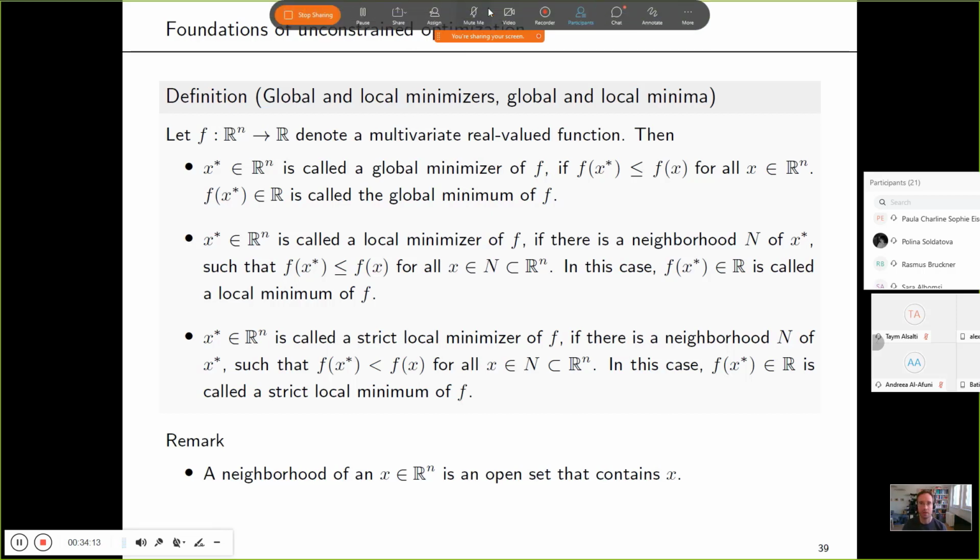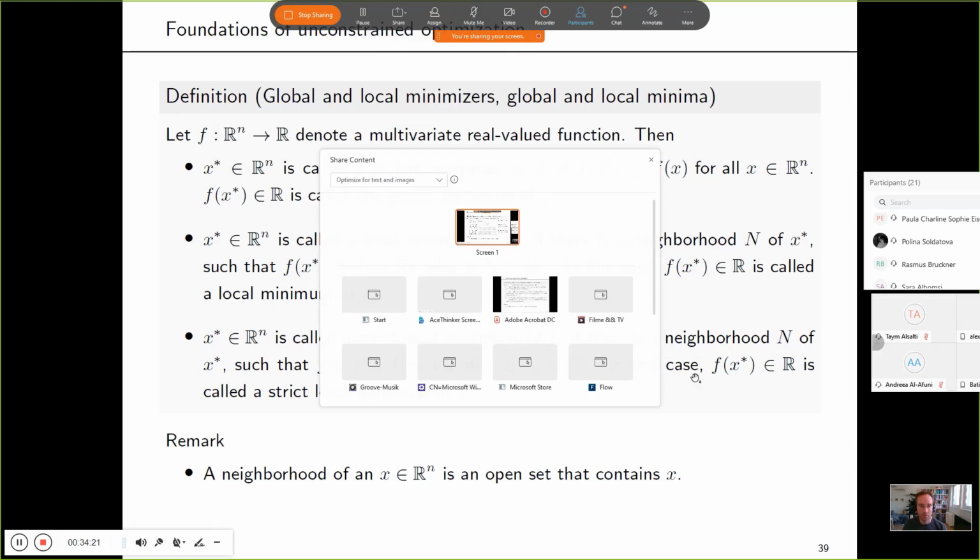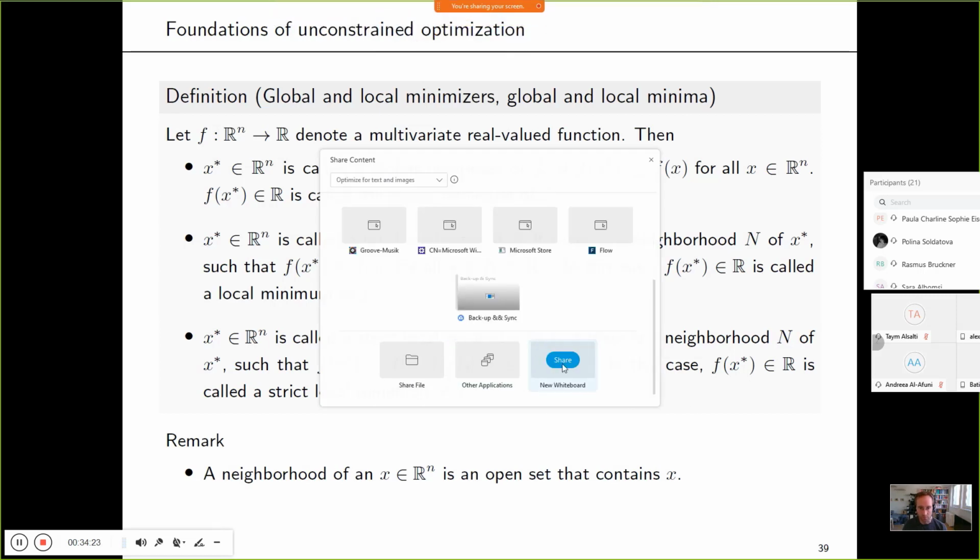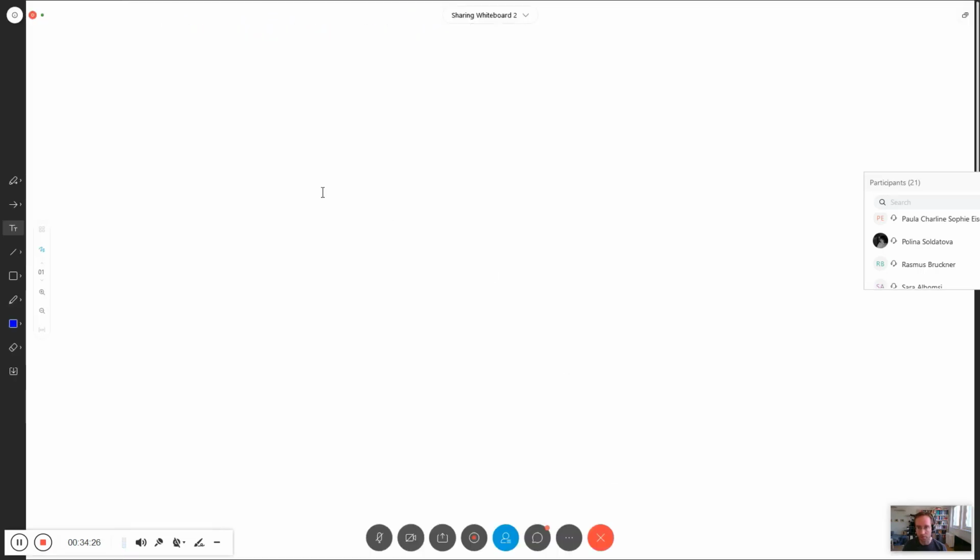Let me again go back to the drawing board. If you don't see, now you should see again an empty drawing board. Nice. I hoped I would get back to what I drew before.